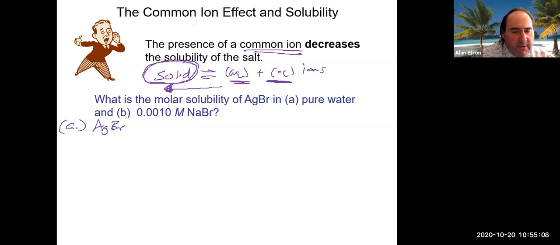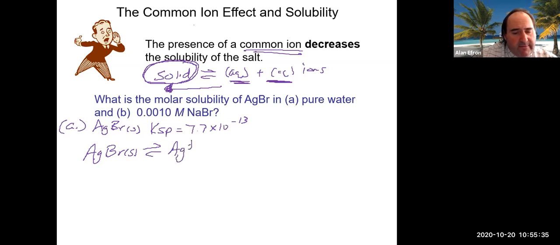If we went to the table, we could find that the KSP value for silver bromide is 7.7 times 10 to the minus 13. To figure out the molar solubility here, we would do an ICE table since we only have the KSP given to us. So that would give us silver bromide, making our silver plus our bromide. We're going to do our 0, 0.